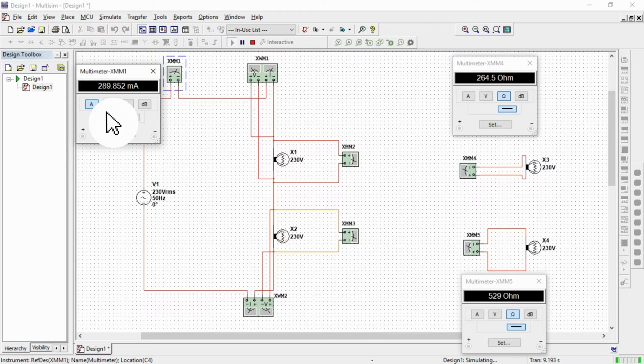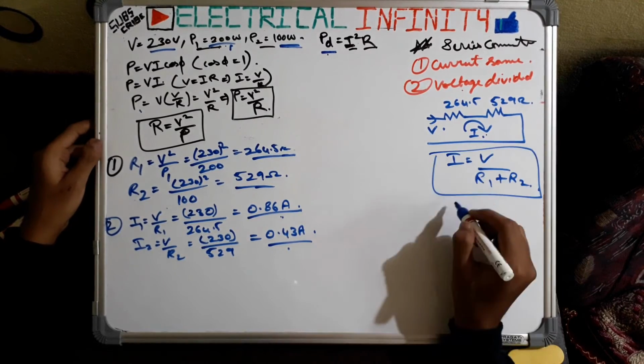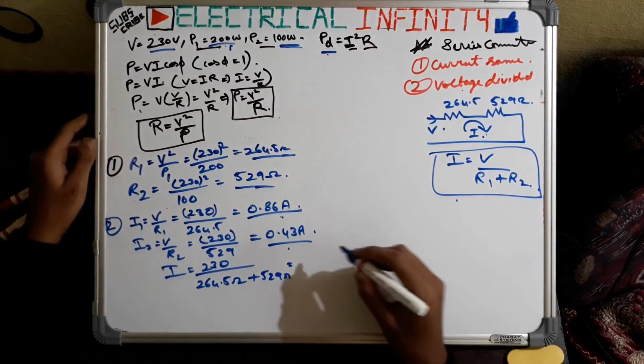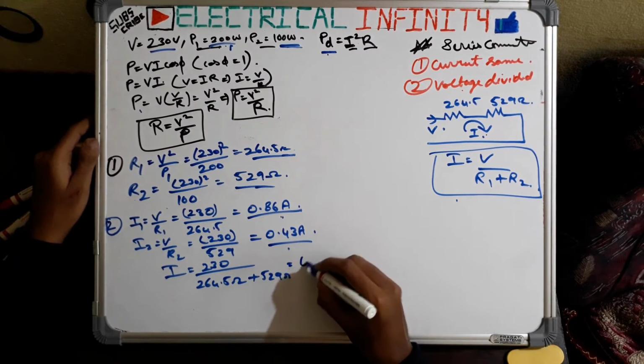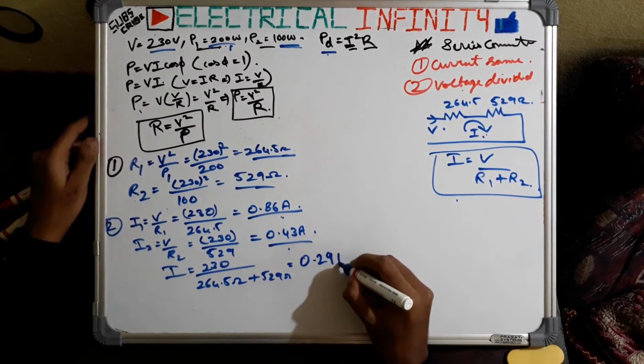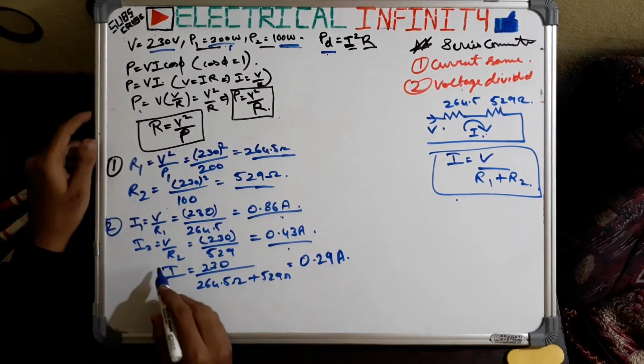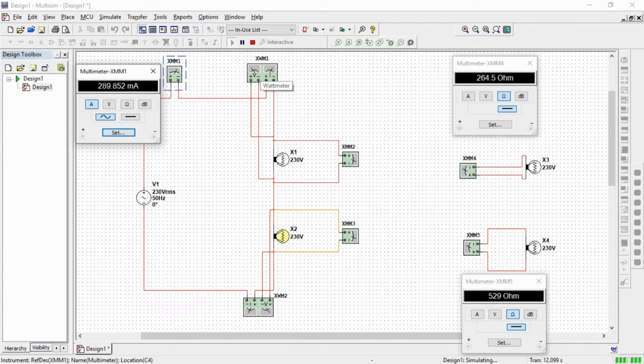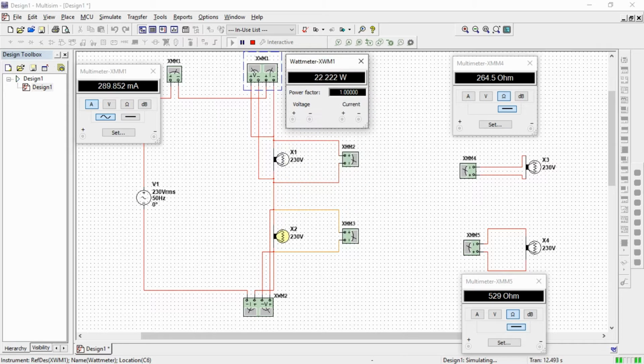Now coming to the value of current, I got I equals 289 milliampere in simulation, whereas in theoretical calculation from the formula I equals V by R1, I got I equals 0.29 ampere, which is equal to 289 milliampere. So the bulb which has more power dissipation will glow brighter.